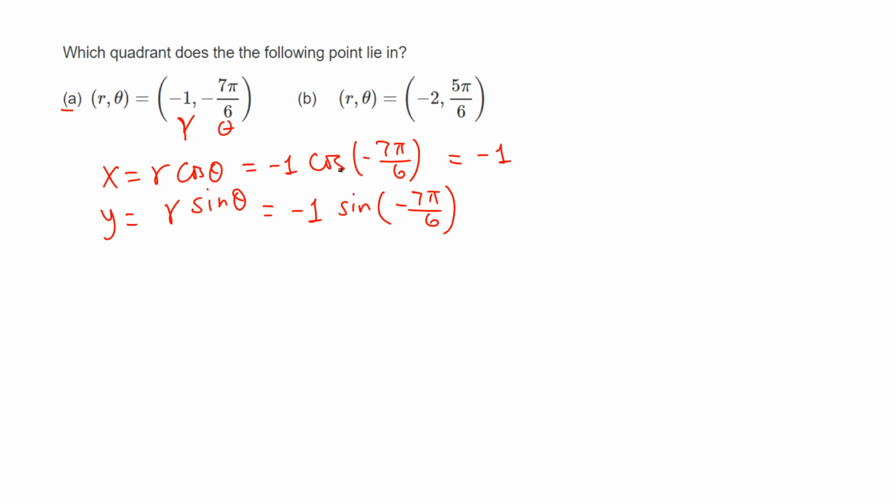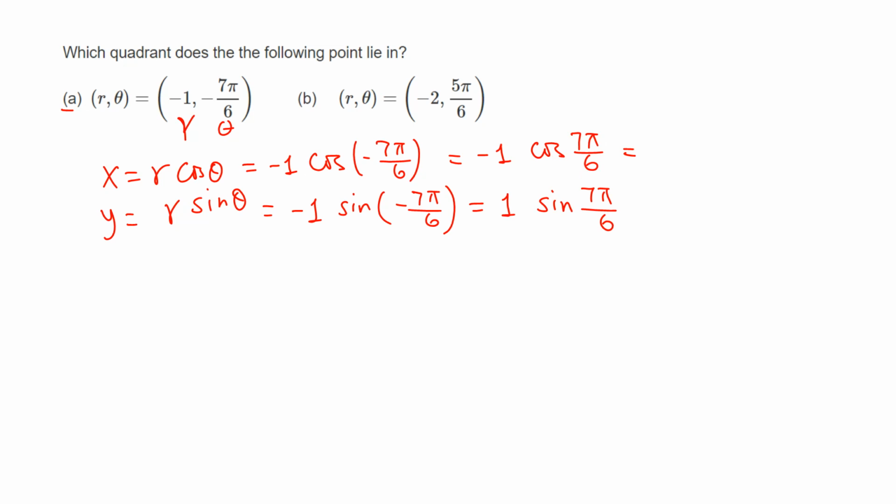Negative 1 times cosine of a negative angle is just cosine of 7 pi over 6, because cosine is an even function. But sine is an odd function, so the negative comes outside. And with this negative, it's just positive 1 times sine 7 pi over 6. Now we need to find the value of cosine 7 pi over 6.